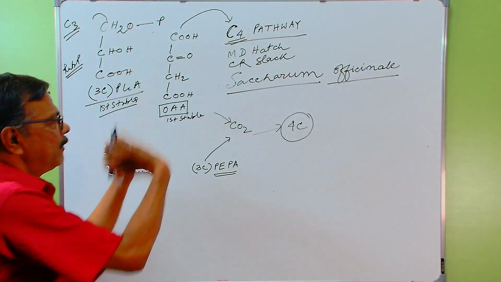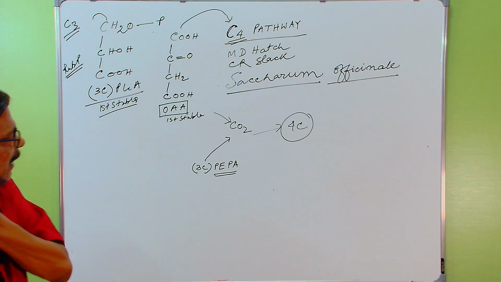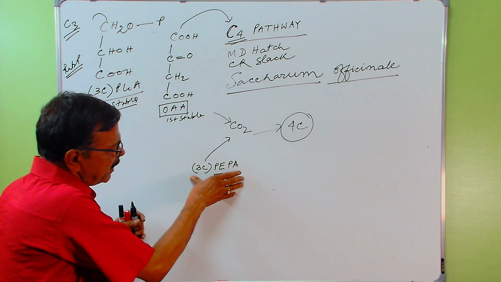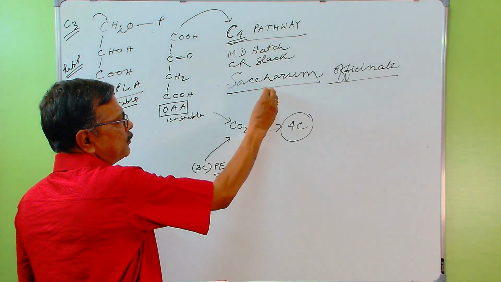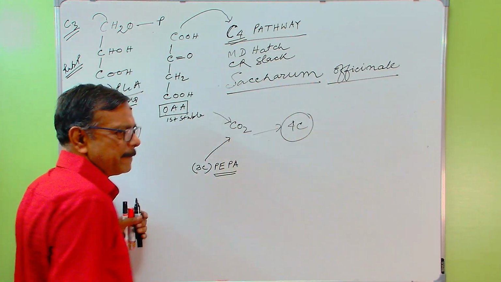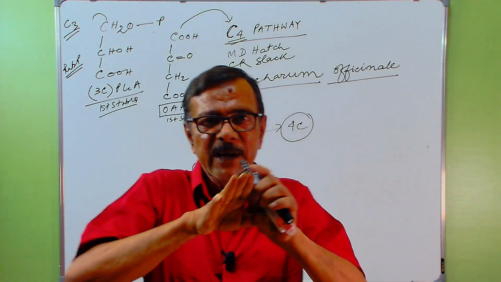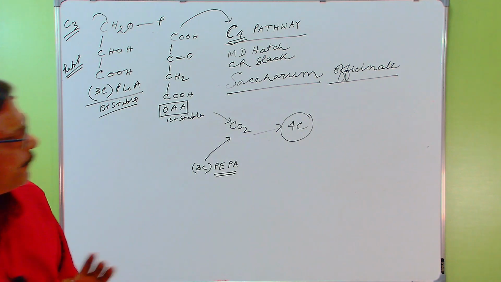Okay. Now we will go into further detail. In order to understand this phosphorylation and these reactions, we have to go through the leaves of this plant. We have to go to the anatomy of the leaves of these plants. How? Let's see.